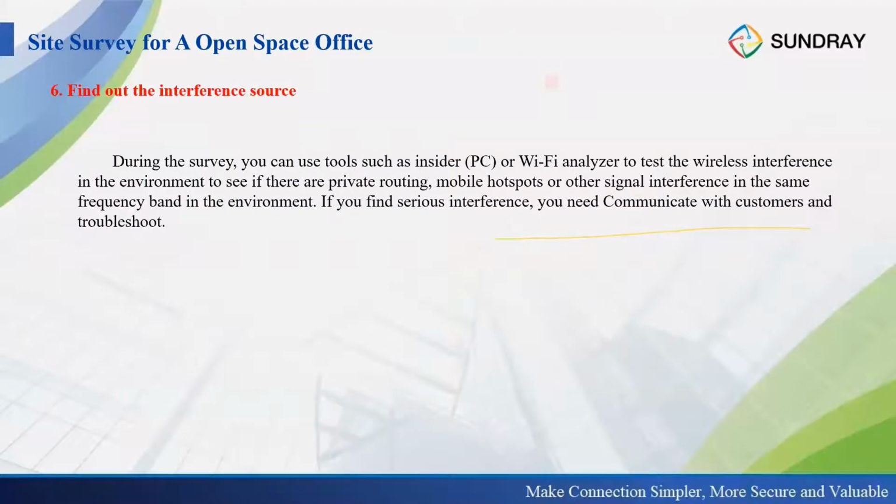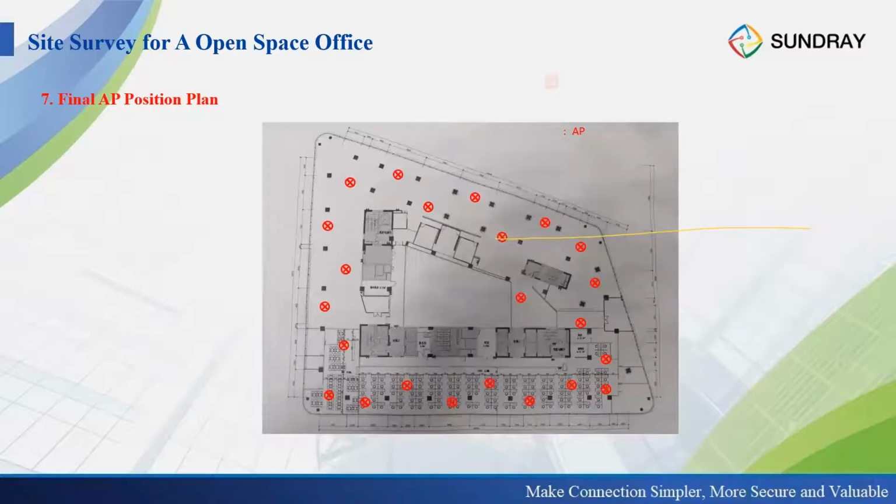And find out the interference source. When we go there, we can use the Wi-Fi signal to check if the client already has existing APs. If they have existing APs, maybe in the future they need to adjust the addresses. We need to remove the APs, or sometimes we need to find a balance. We need to put our AP in another place because we need to consider the interference. Yeah, this is the final AP position plan.